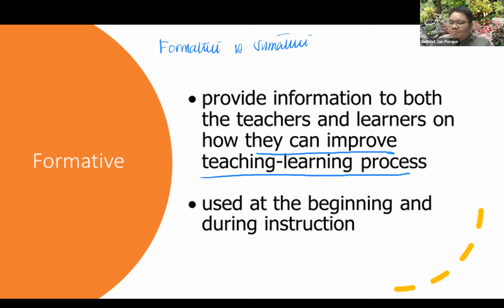It is used at the beginning and during the instruction. Now highlight those words that I am emphasizing to you because they will be the key differentiation between your formative assessment and your summative assessment. So class, when I'm doing a formative assessment, for example, right now, I will ask you, guys, what is formative assessment? Right there and then, I'm trying to know whether you understood the topic that I am discussing right here. That is what you refer to as your formative assessment.